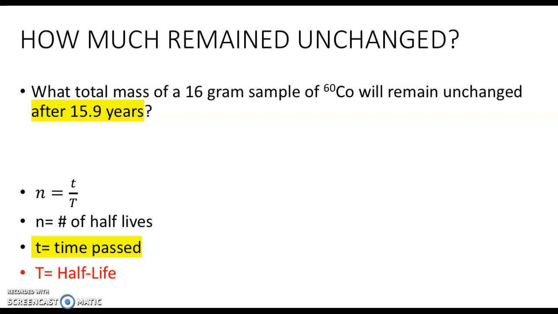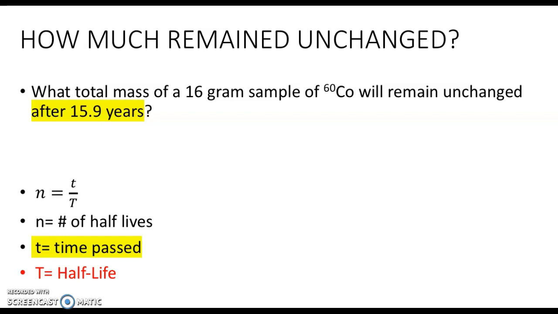All right. So another example problem of that would be: what total mass of a 16 gram sample of cobalt-60 will remain unchanged after 15.9 years? All right, once again, I'm using n equals little t over big T. As I read the problem, I can already tell that they're giving me little t. I have a quantity of time after the word after, so I highlight that. For you, you would go ahead and label that little t.